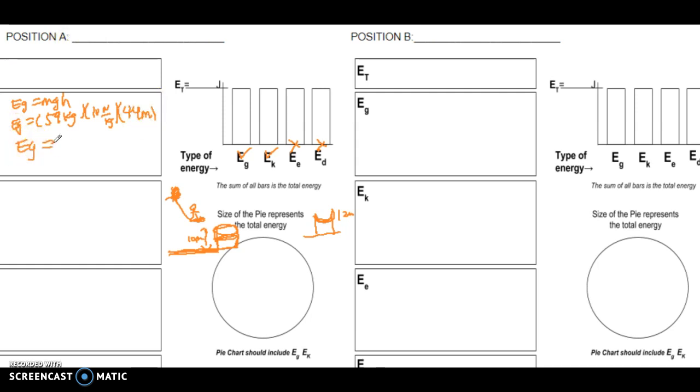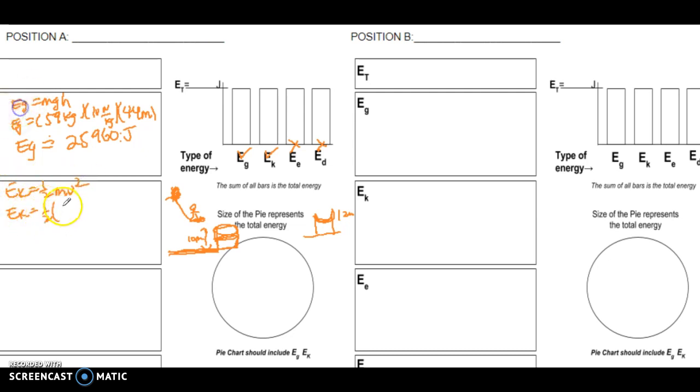All right, so 59 times 10 times 44. Wow, that's a lot. 25,960 joules. Let me just make sure I did that right. 59 times 10 times 44. Yeah, okay. He's also moving at that point.